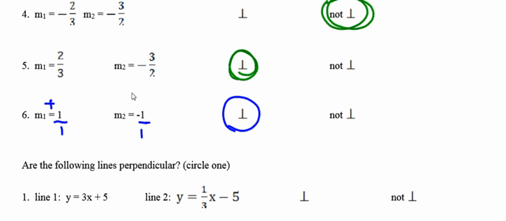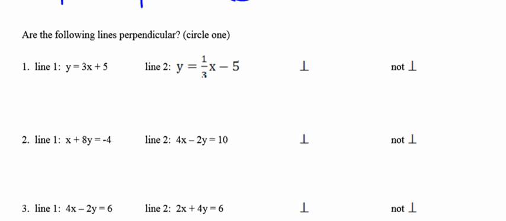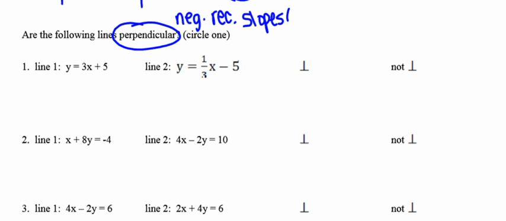All right, in the interest of time, I'm going to skip over 1, 2, and 3 at the bottom of the page. But again, they're asking us if these lines are perpendicular. So that's really just a fancy way of saying, do they really have slopes that are negative reciprocal? And if the answer to that question is yes, then we would say they're perpendicular. If the answer to that question is no, then they're not perpendicular.